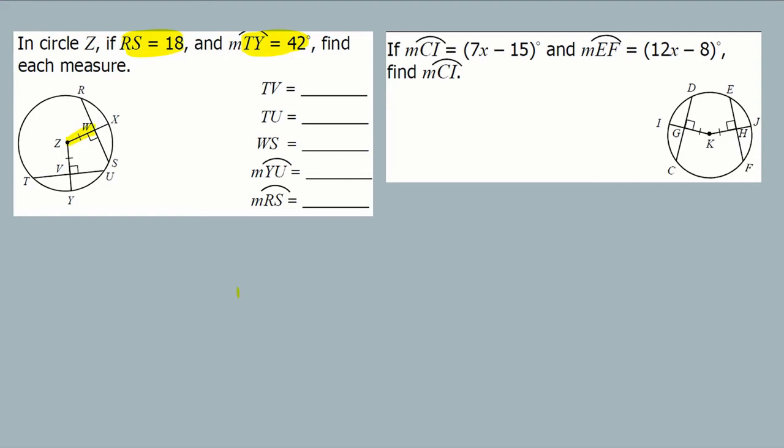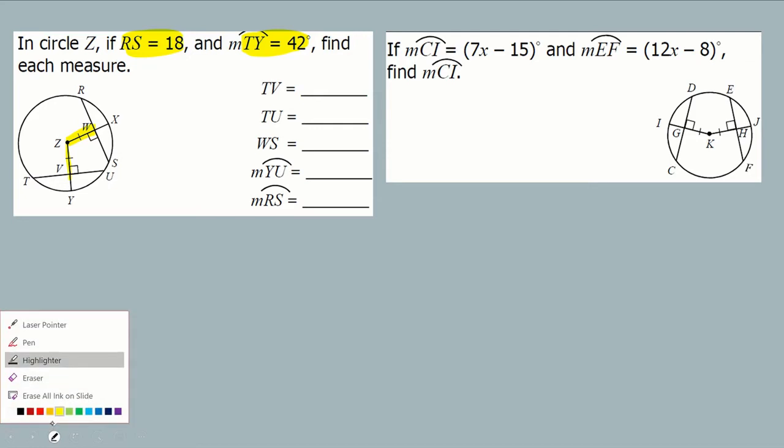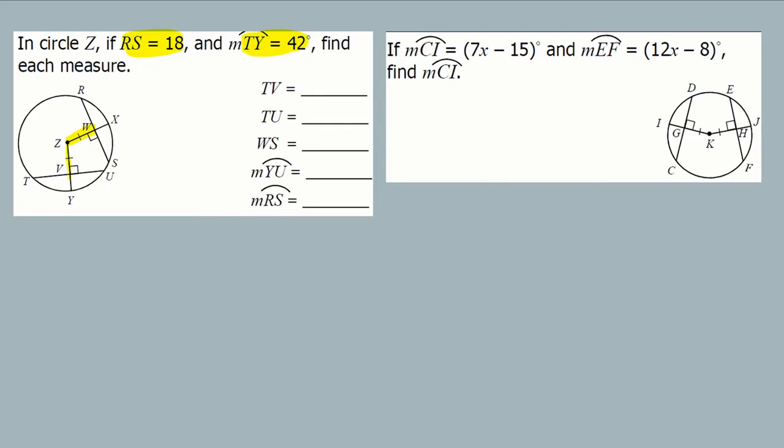And if you notice that the distance from the center of the circle to each one of those chords is exactly the same. I know it's exactly the same because they have the same congruent mark. And so, because they are the same distance, that's telling me that chord TU is going to be congruent to chord RS.